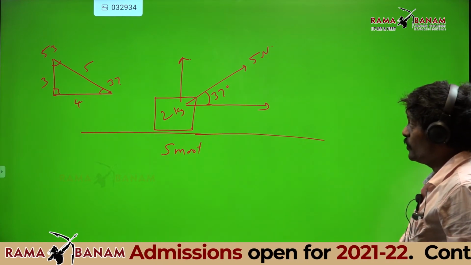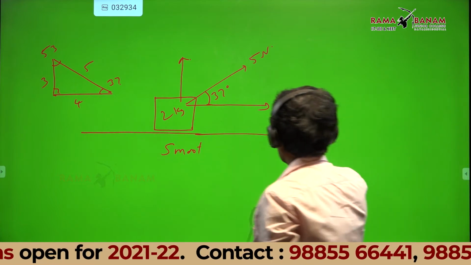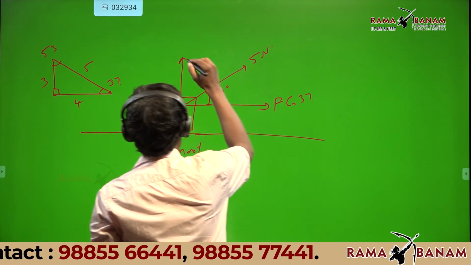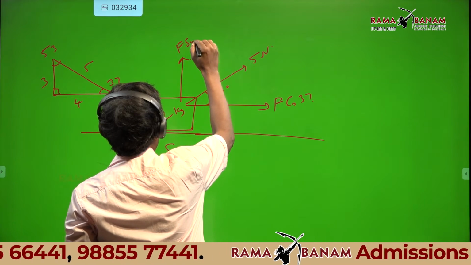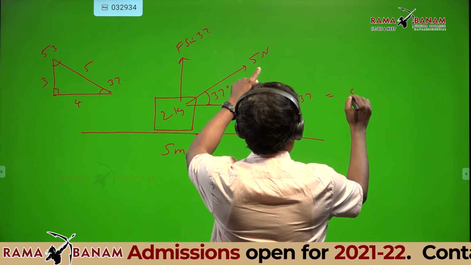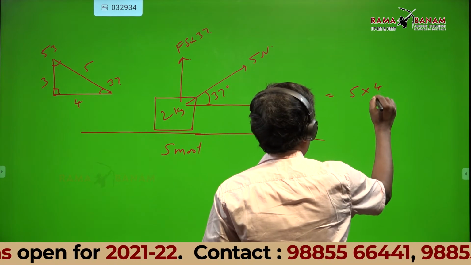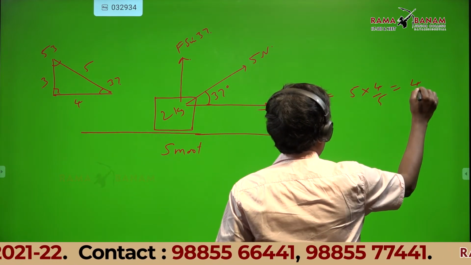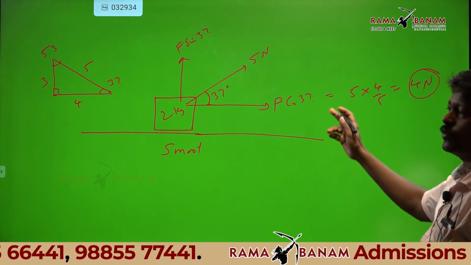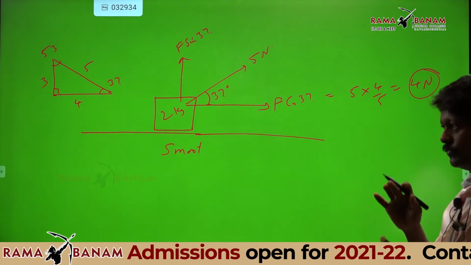F cos 37, and this will be F sin 37. Cos 37 is 4 by 5. What is the component in the horizontal direction? 4 Newton.